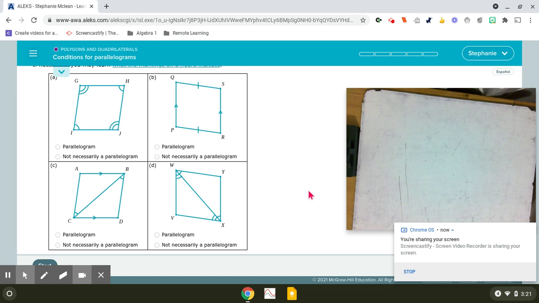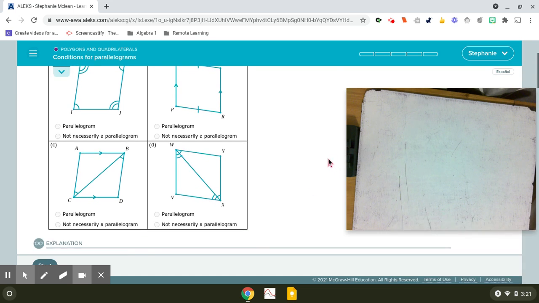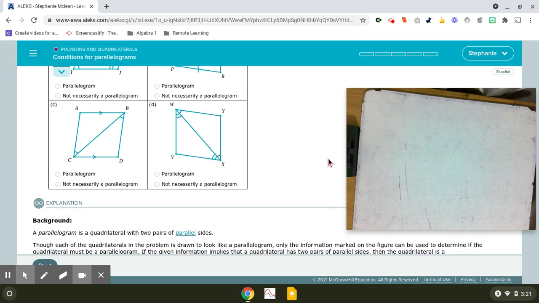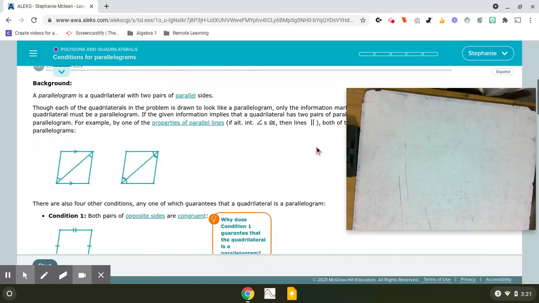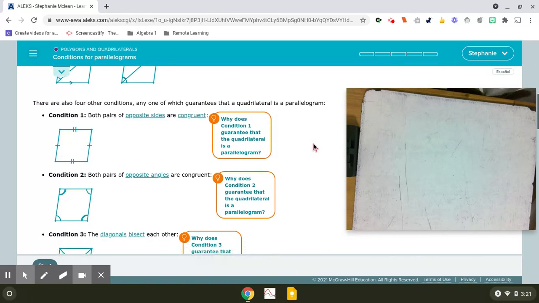Hi guys, today I'm going to go over conditions for parallelograms. So these are things we're going to do to determine if a quadrilateral is a parallelogram. There are 4 conditions we can use to tell that a quadrilateral is a parallelogram.